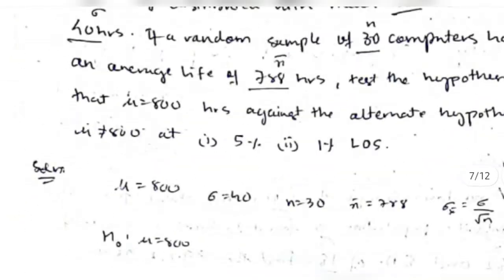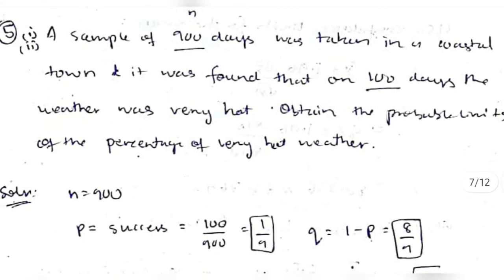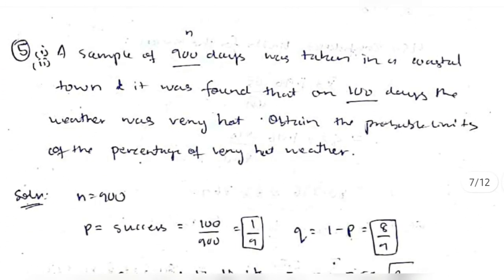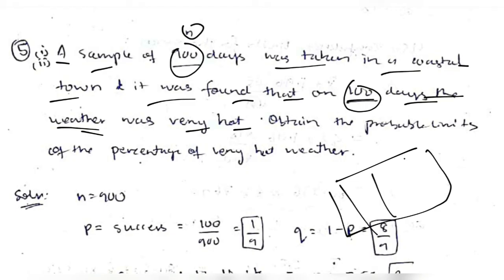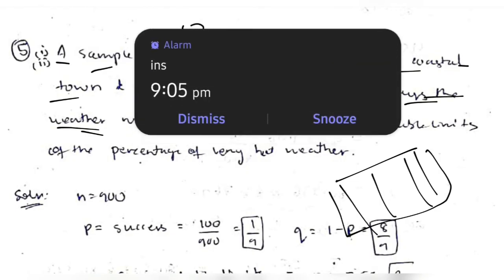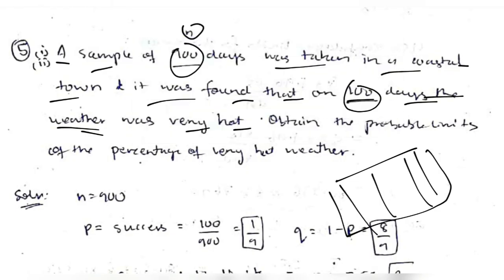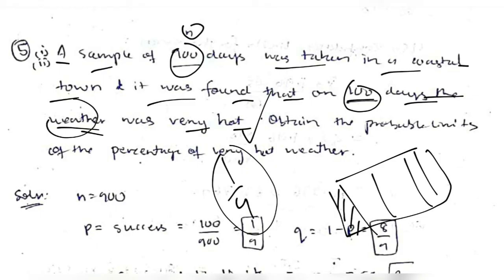The fifth one, for the single values we'll be considering first. The question goes as follows. A sample of 900 days, which is small n, was taken in a coastal town, and it was found out that on 100 days the weather was very hot. So a total of 900 days were observed, and in that part of 900 days, which is 100 days, meaning 1/9 part of the total sample, the weather was found out to be very hot.